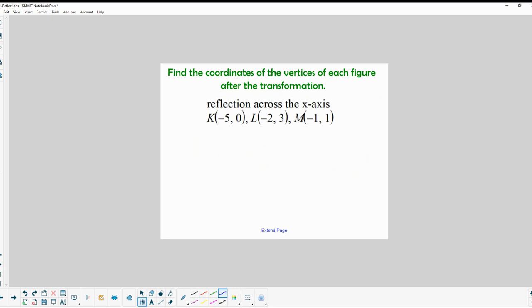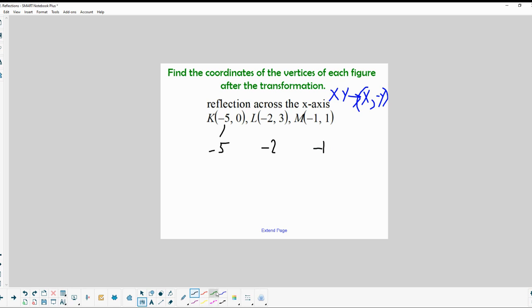Okay, how about find the coordinates of the vertices of each figure after a transformation across the x-axis? So in this case, the xy values, when you go across the x-axis, x stays the same, and y becomes its opposite. So that's what we're going to be looking for. So all the x values will stay the same, so negative 5, negative 2, and negative 1.